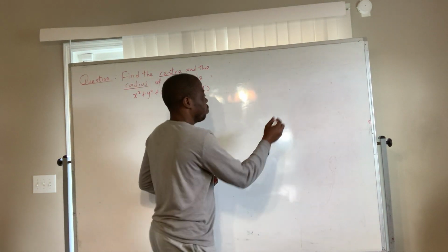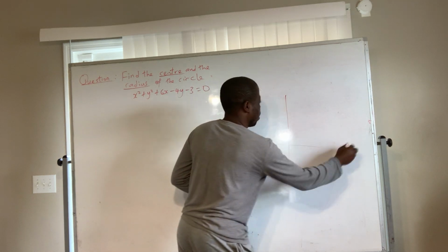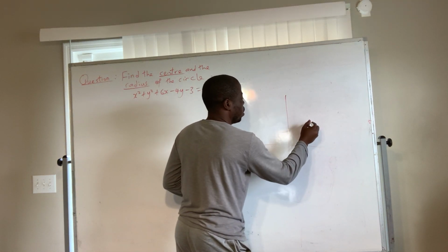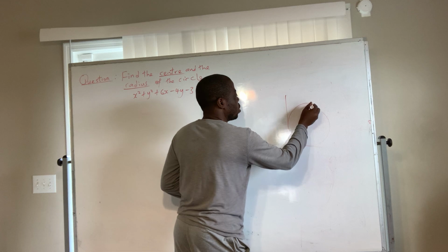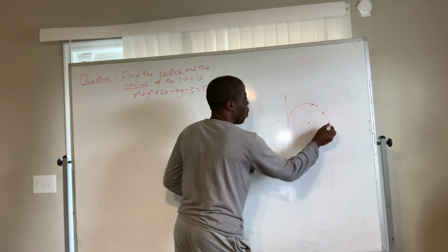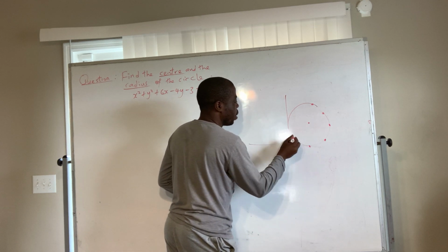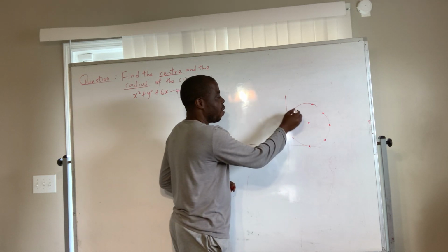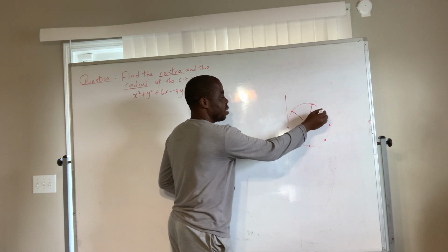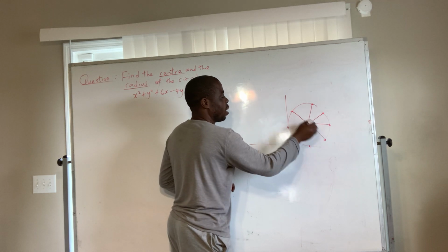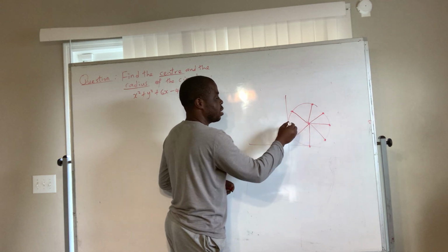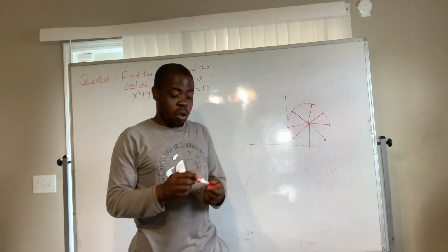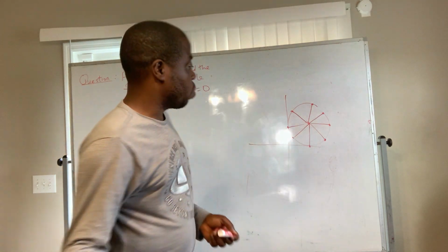So look at it. This is the center of the circle. This is a point, another point, and so on and so forth. And each of those points is of the same distance from the center. Look at that. These are the radii. That's how you form a circle.